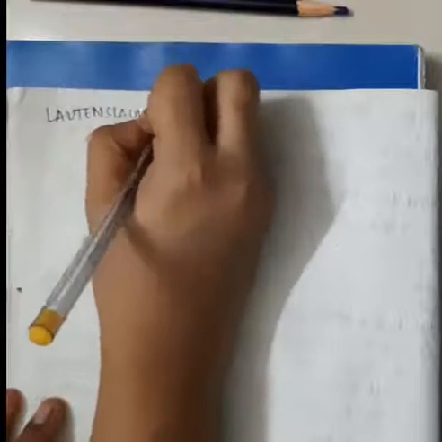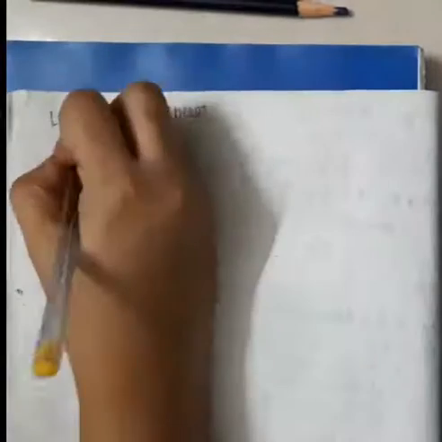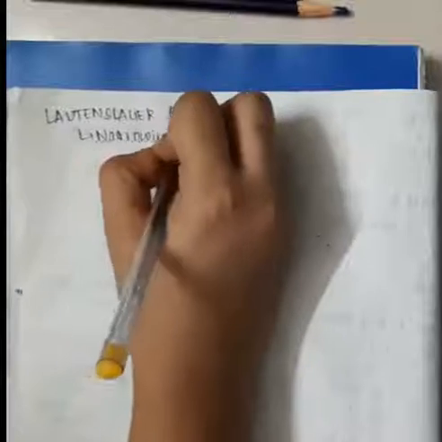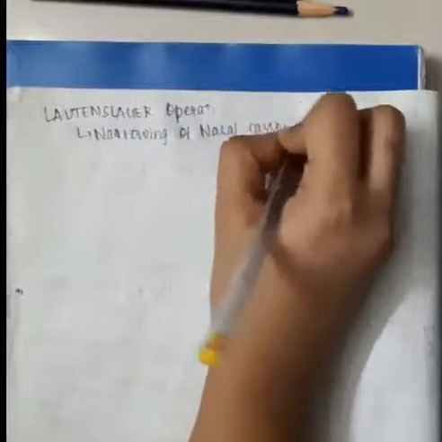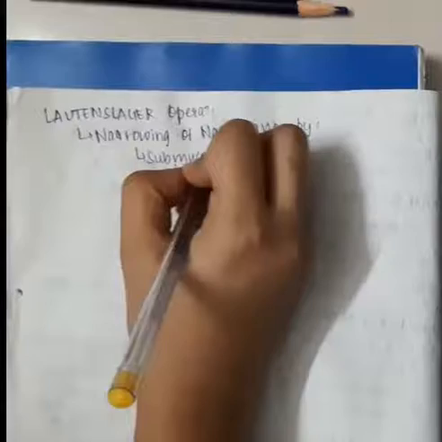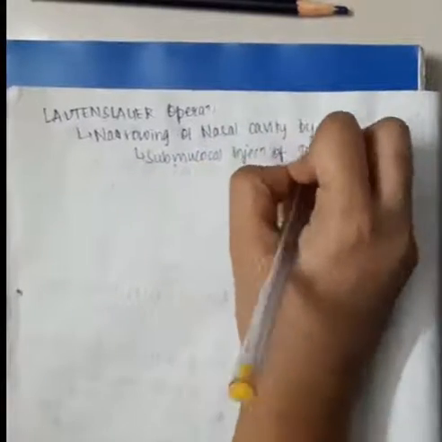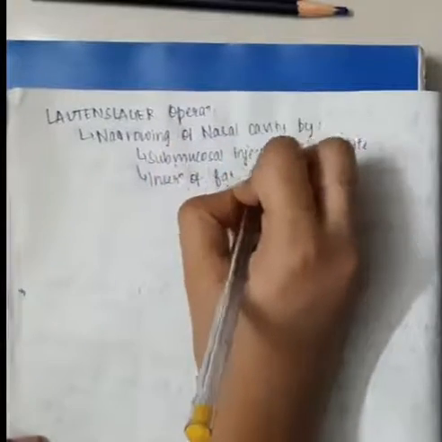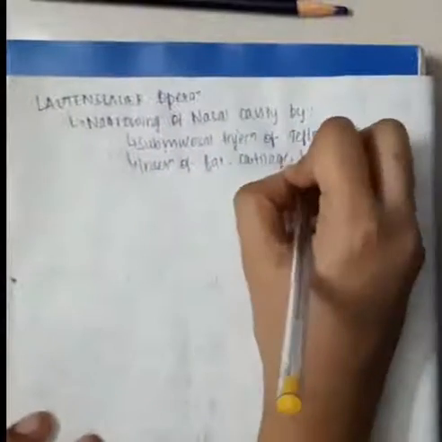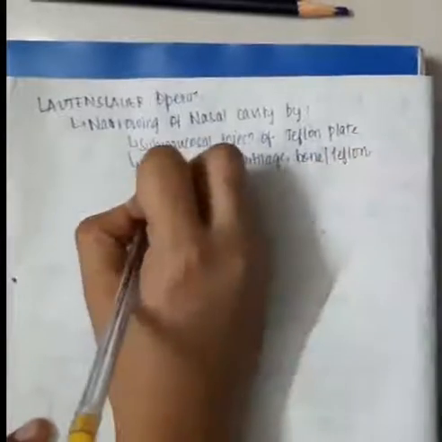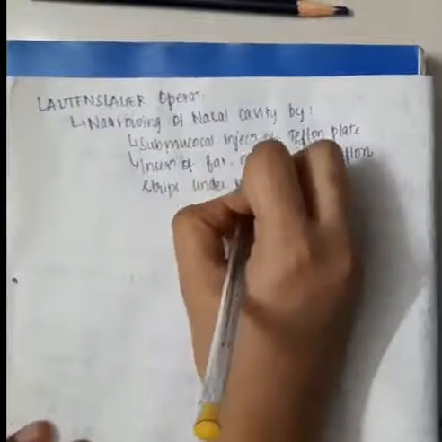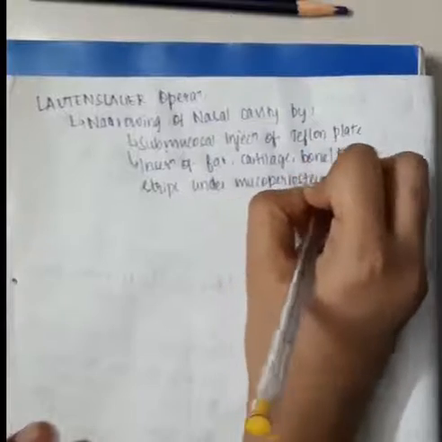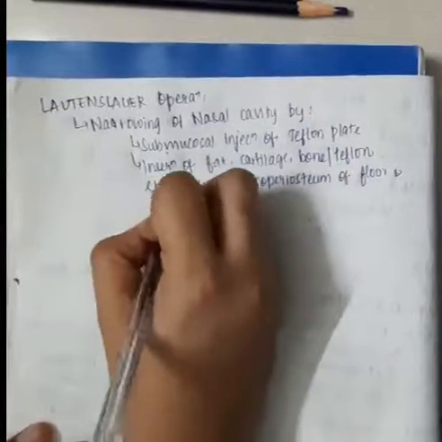So this is about atrophic rhinitis. There is one more operation, which is the Lautenschläger operation. Here you will have to narrow the nasal cavity by submucosal injection of Teflon, and by insertion of flat cartilage and bone and also Teflon, then strips under the mucoperiosteum of the floor and lateral wall of the nose.